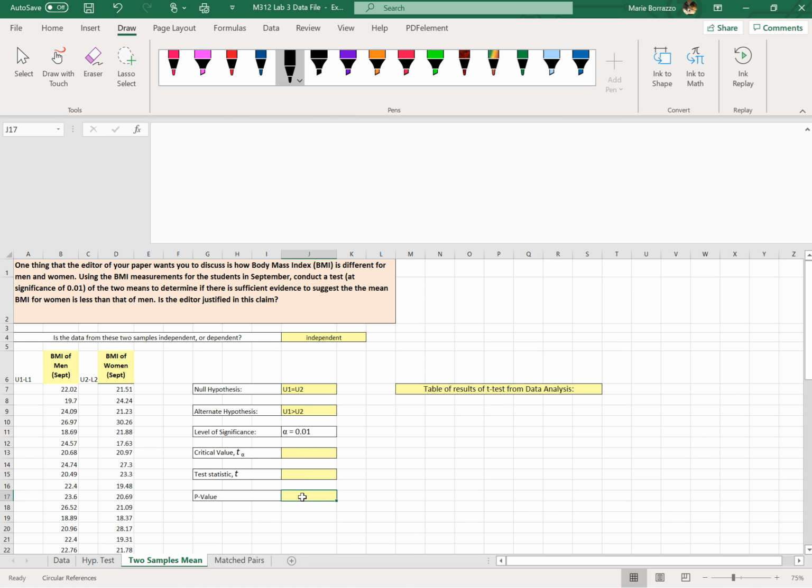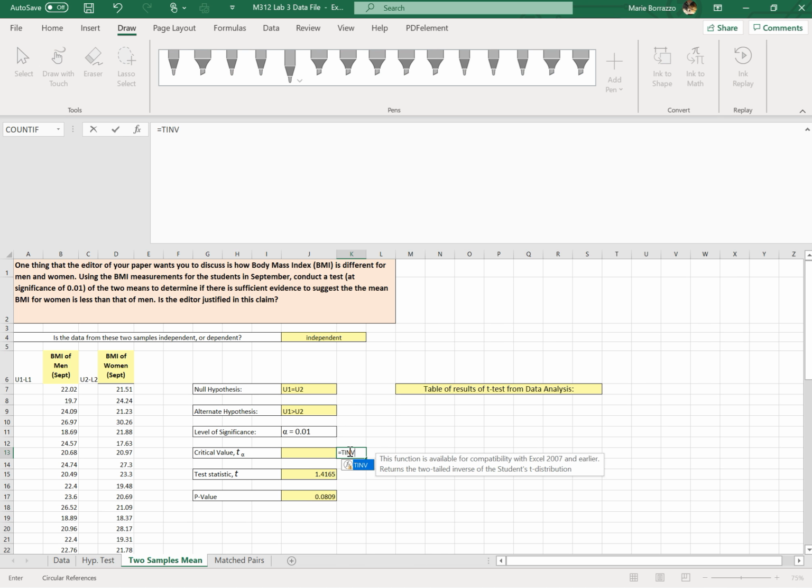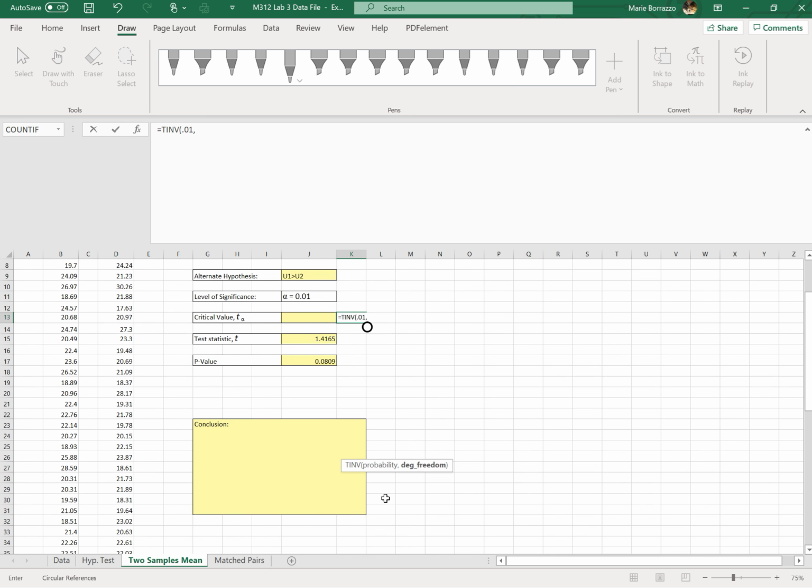So again, the p-value of 0.0809, and our test statistic comes in at 1.42 really, but I'm just going to write this the long way so you see it. Now you want your critical value. I'm going to go to equals t inverse. I want you to put in 0.01 because this is one tail. Remember it was 35 and 32 added together, that's 67 minus 2, so 65. So we will put 65, enter, and according to this, our critical value cutoff would be 2.6536.